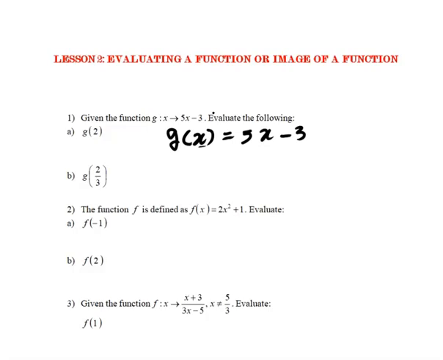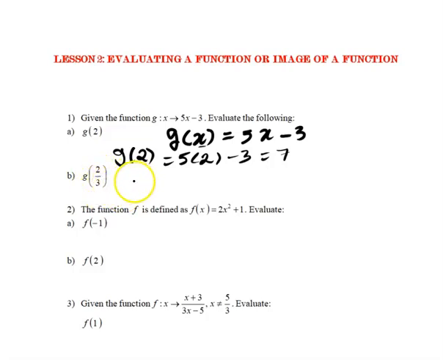You see, this one is telling you the variable that is changing. Where you see the variable, you substitute each input. That's what you have. So g of 2 will be 5 into 2 minus 3, which is 10 minus 3, is 7. You substitute wherever you see the variable x.